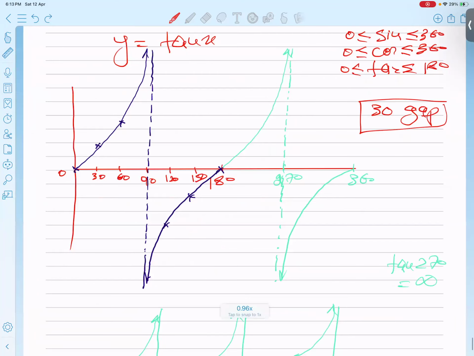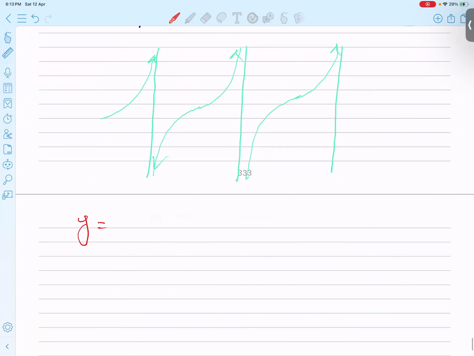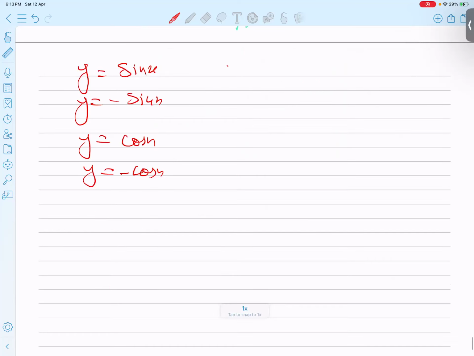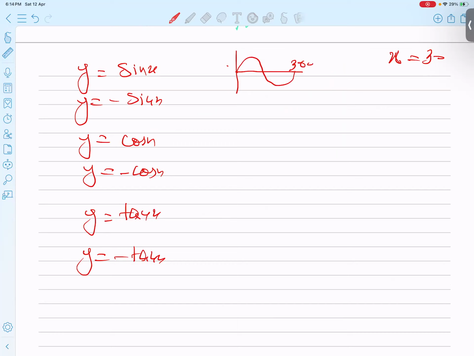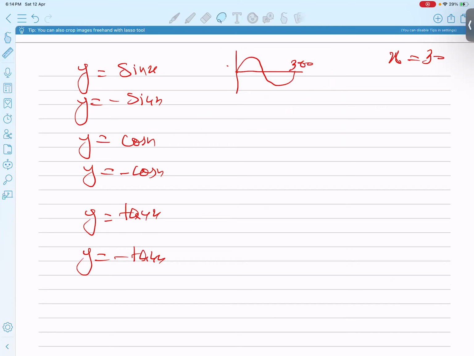So I want to give a homework. So y equals sin x, y equals minus sin x, y equals cos x, y equals minus cos x, y equals tan x, and y equals minus tan x. So these 6 graphs, you can make them. An ideal way is x equal to 30 gaps, and I'm sure you will get the sine graph like this till ending 360. Okay, I tell you in advance.